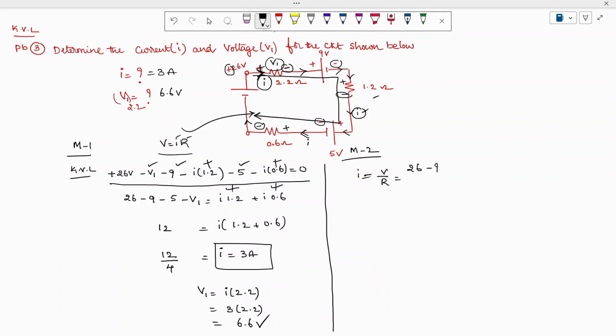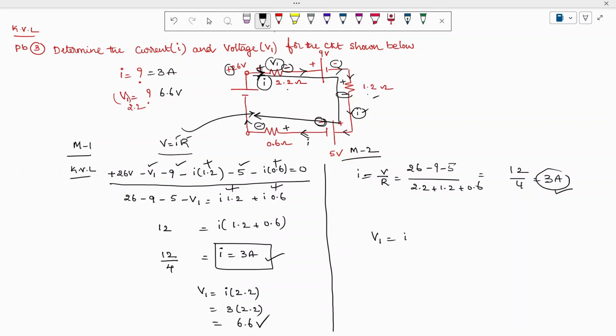Current is leaving, what is the polarity of the voltage? Minus 5, divided by R. What are the resistors? 2.2, 1.2 and 0.6, all connected in series. Therefore I can write this as 2.2 plus 1.2 plus 0.6. When you perform the calculation you get 12 divided by 4, which is once again 3 amperes. You can see by method 1 or method 2, the current is 3 ampere.